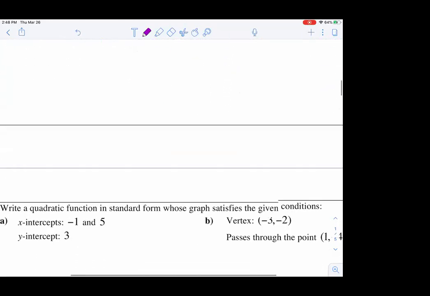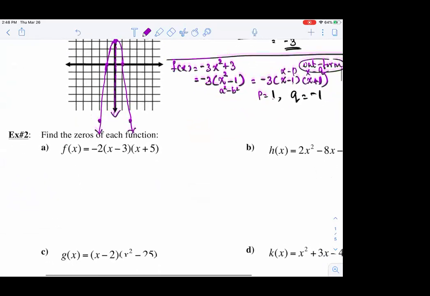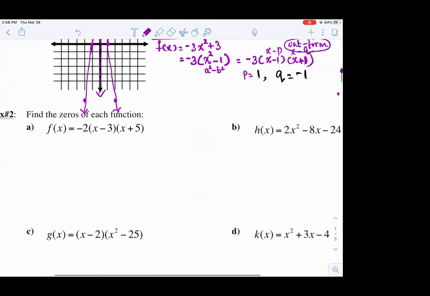So we'll do 2 more problems and we'll stop for today. We are not done with 8.5. We'll continue Monday, but let's do 2 more problems. Example 2.